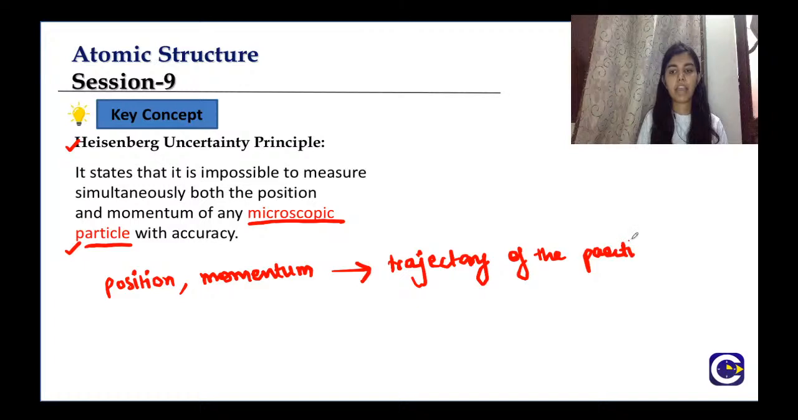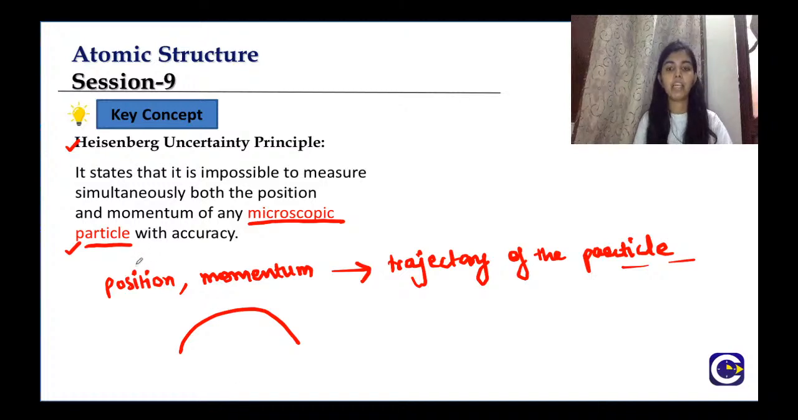For example, you must have done projectile motion, right? In projectile motion, when you throw a ball, the path or trajectory can be found out when the position and momentum can be accurately determined for a particular particle, right? So for big objects, you can find out the trajectory, that is, which path it has followed while moving. But in the case of microscopic particles, Heisenberg stated that it is impossible to measure simultaneously both the position as well as the momentum.